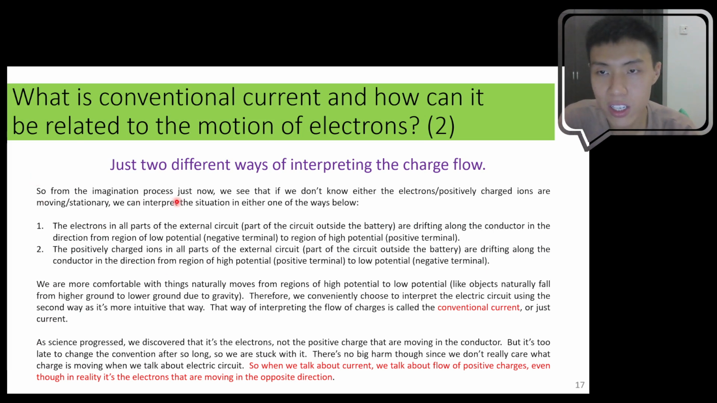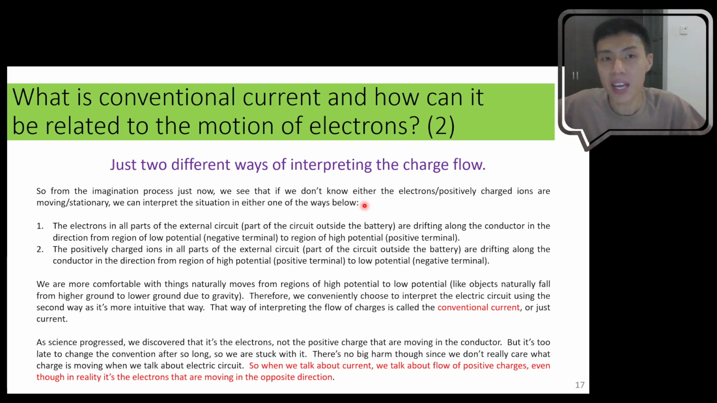So from the imagination process just now, we see that if we don't know either electron or positively charged are moving or stationary, we can interpret the situation in either of the ways below. Let's say we are not able to study what's happening in the connecting wires. So there's two possible versions of things. One is the delocalized thing is the electron. One is the delocalized thing is the positive ion. We don't know which one is moving initially.